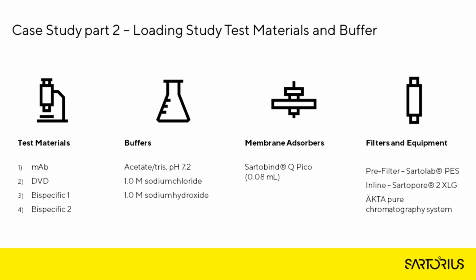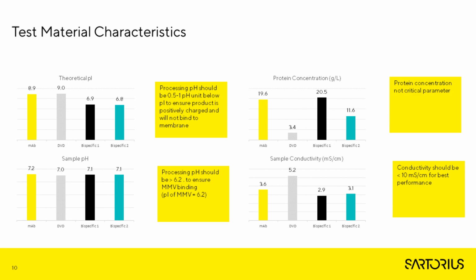We also had a 0.2 micron pre-filter placed in line of the Pico to protect it from any particles or aggregates that may form in the system, and also to work as an air bubble trap, to trap any air that may be coming through the system, because we don't want to get any air into this small device. The system that was used for this study was the ActiPure chromatography system.